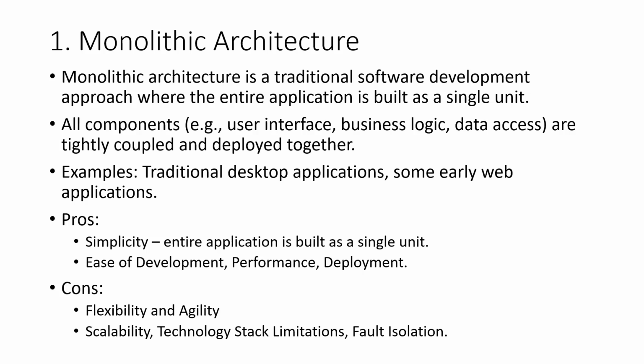There are so many components, starting from login, order management, payment module, inventory module, and notification module. There are so many modules, right? This entire set of modules is clubbed together as a single unit, as a single source. That is called monolithic architecture. That's what point two says: all the components, meaning the user interface layer, business logic layer, and data access layer, are tightly coupled together as a single unit and single source code in the application.